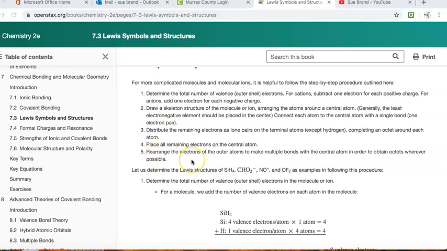And then rearrange the electrons on the outer atoms to make multiple bonds with central atoms in order to obtain octets wherever possible. So generally you start with single bonds, and if you need more electrons to make an octet possible for an atom, then you end up taking away lone pairs to create double or triple bonds between atoms.